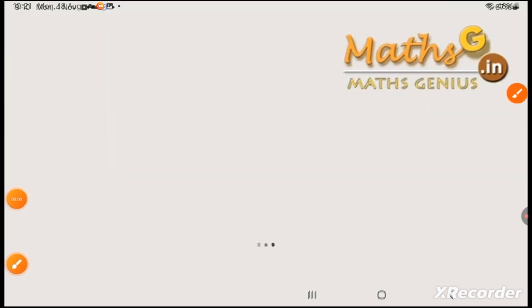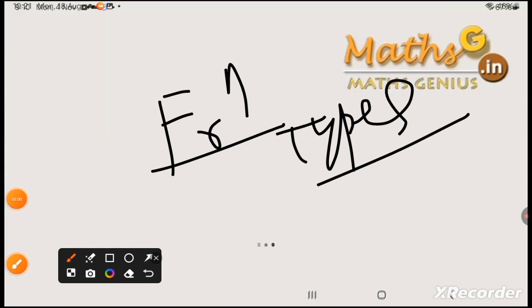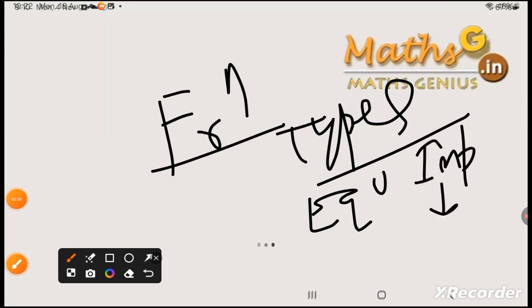So, thanking you all for now. We discussed what a fraction is, what the types of fractions are, then equivalent fractions, then converting improper fraction to mixed and mixed to improper.